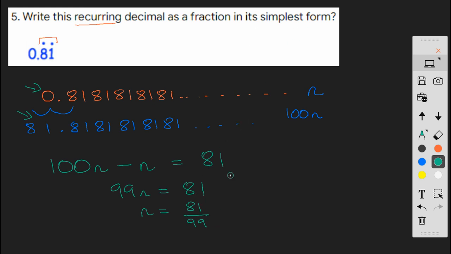We were asked for it in simplest form. Can we simplify this? Well, hopefully we can see that we can both divide top and bottom by 9. 81 divided by 9 is 9. 99 divided by 9 is 11. And there we have it. Our fraction in simplest form, 9 over 11.